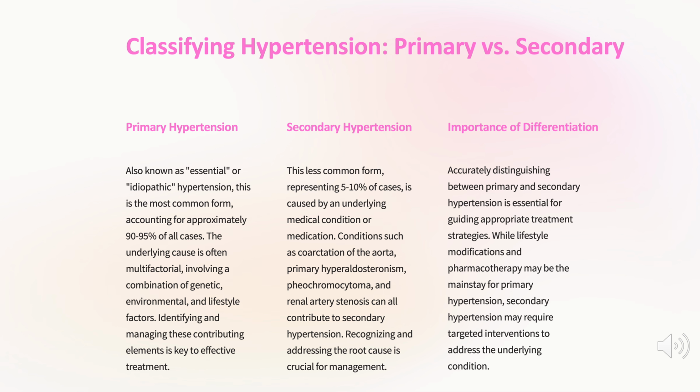Accurately distinguishing between primary and secondary hypertension is crucial as it guides our treatment strategies. While lifestyle modifications and pharmacotherapy may suffice for primary hypertension, targeted interventions to tackle the underlying conditions are often necessary for secondary hypertension.